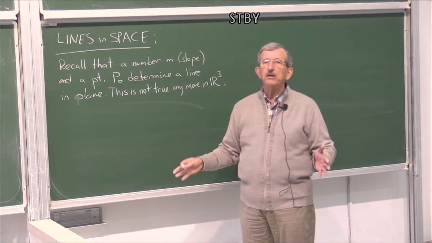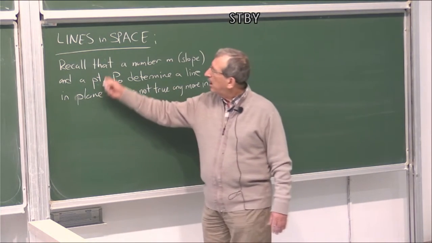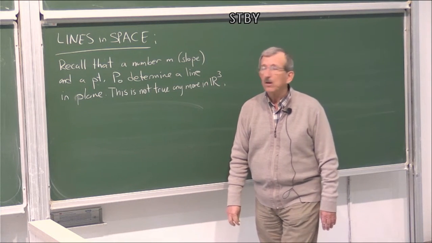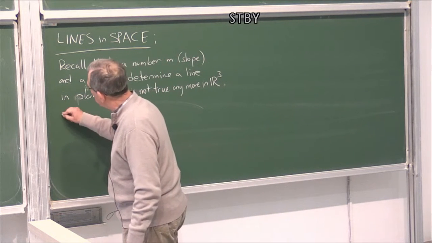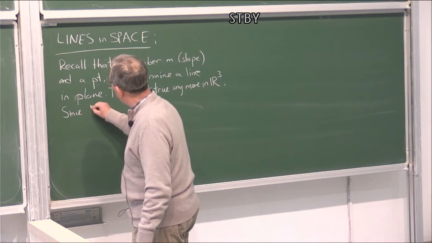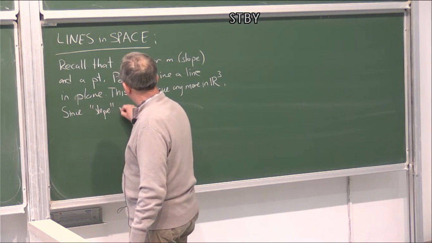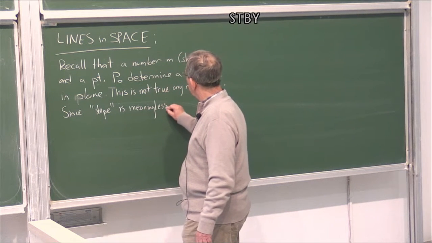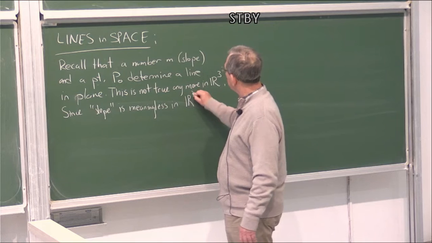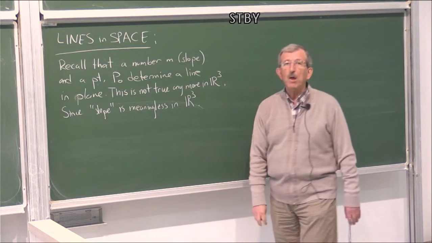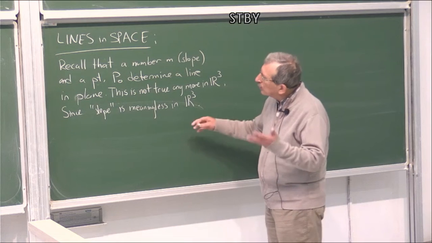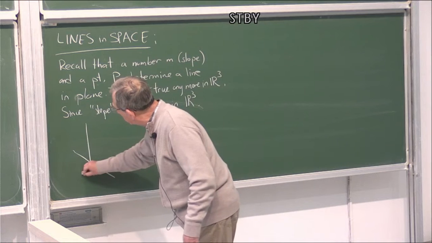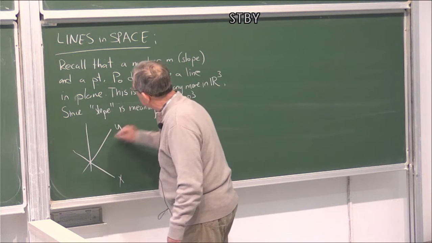Okay, the main reason is, of course, the following. We don't have a slope concept, namely, since slope is meaningless in R3, for a line, of course. Why is this true? Well, how do you want to define a slope? Let us see, imitating what we had in 2 space.